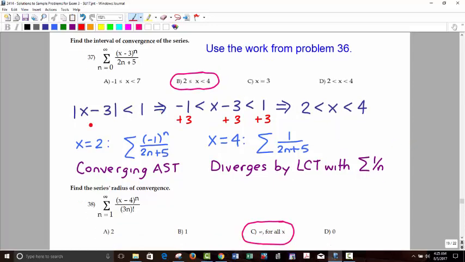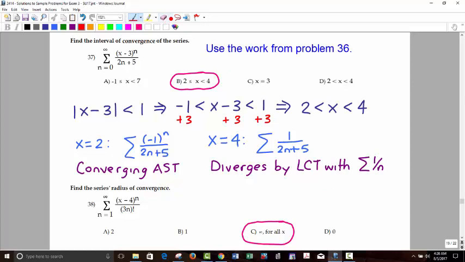So we have to test. Plug in 2. You get -1 to the n over 2n plus 5. That converges by alternating series test. FYI, not needed for this problem, but if it's something you wanted to think about and solve, it would be conditionally convergent, but that's not critical here. If you put in 4, you get 1 to the n, which is just 1, over 2n plus 5. And you could do a limit comparison test, or actually the integral test would work.